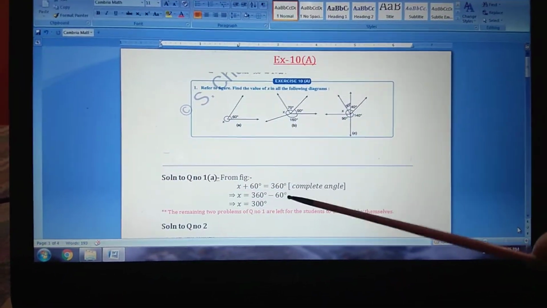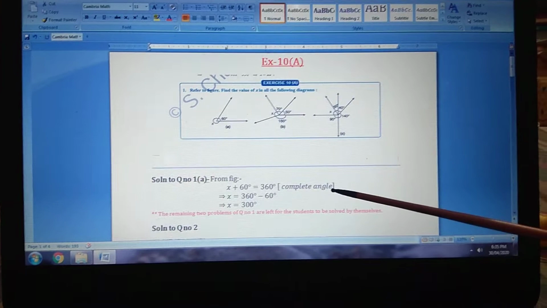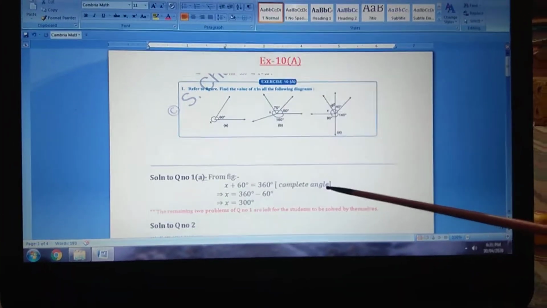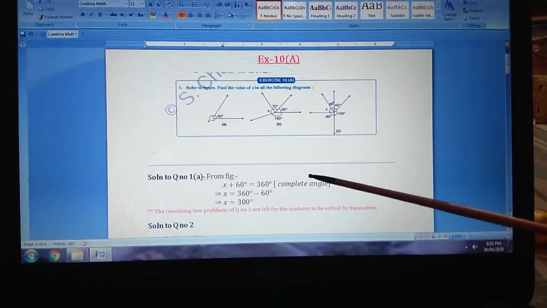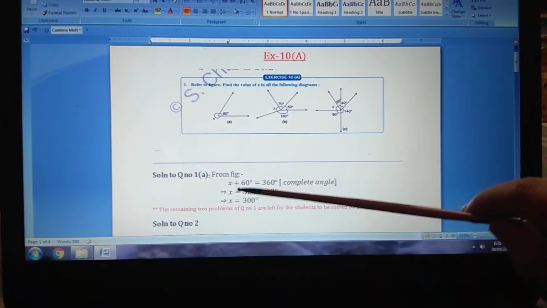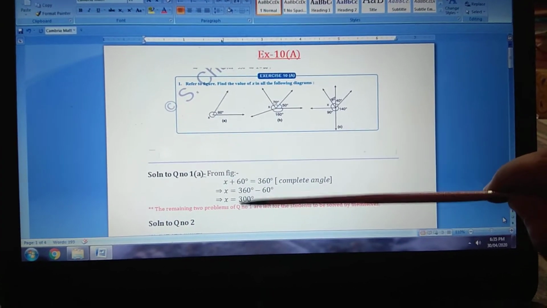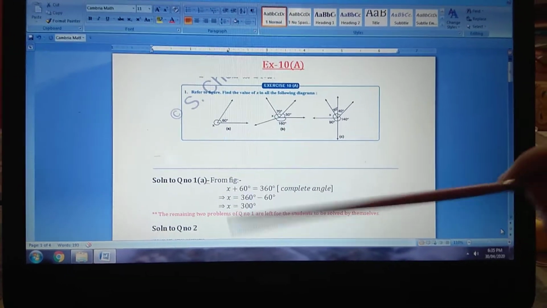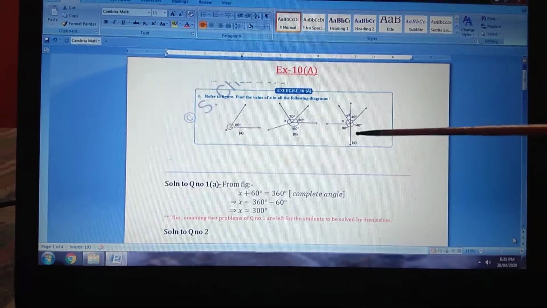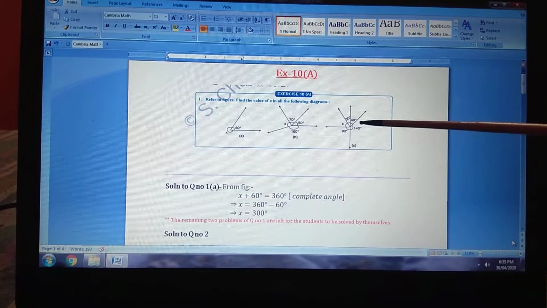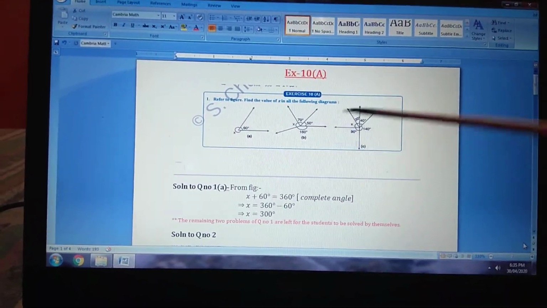Always remember to mention the reason in the bracket. This reason is very essential. You always need to mention it. So I have transposed it to this side and I have got the value of x as 300 degrees. Now look at question numbers B and C. These two I have left for you students to solve by yourself. Draw the figure and solve.